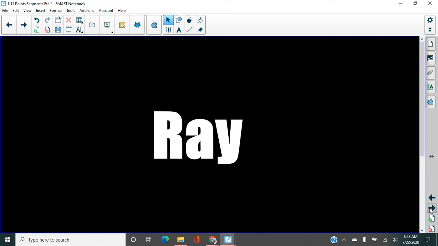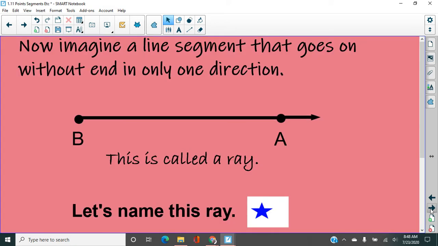All right. To further confuse things, here's a ray. A ray is kind of like part line and part line segment. What we do to make a ray is that we have our 2 points connected, but it only goes on in one direction forever and ever, right? This is the starting point, and then it goes through A and keeps going forever and ever in this direction.